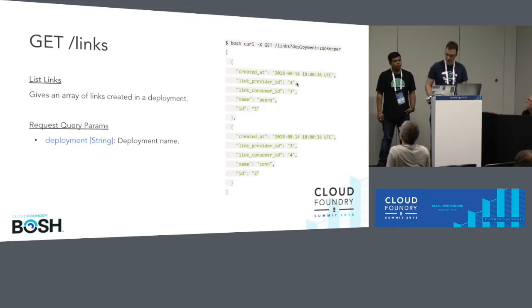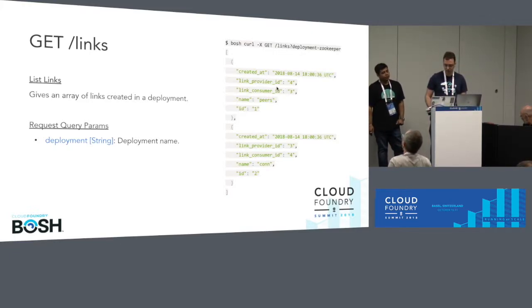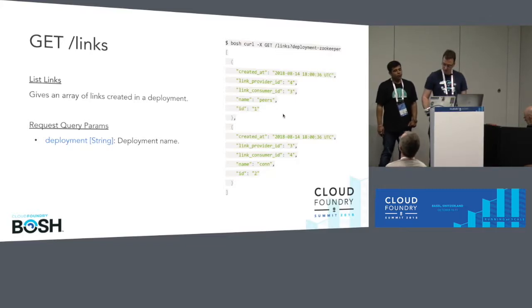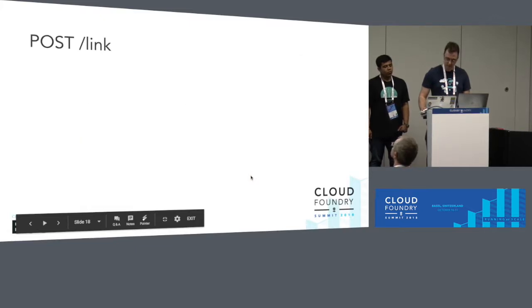The IDs here are important, and they tie back to responses from the previous APIs. So you have the provider ID and consumer ID, as well as the link ID for each entry.